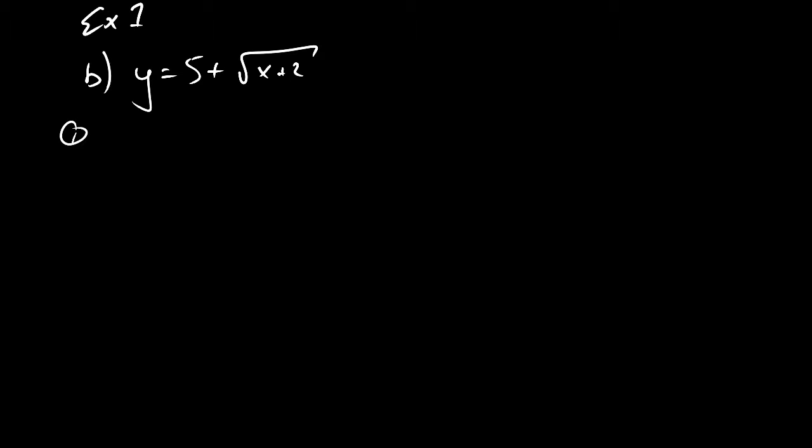So step 1, parent graph. What's our parent graph look like? Well, that's what happens when we take away all our numbers. So if we take away our numbers, we're just left with y is equal to the square root of x. That's going to be our parent graph.